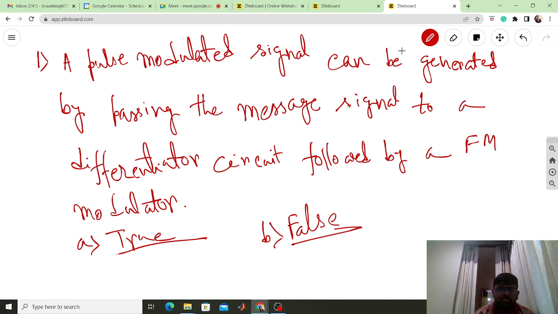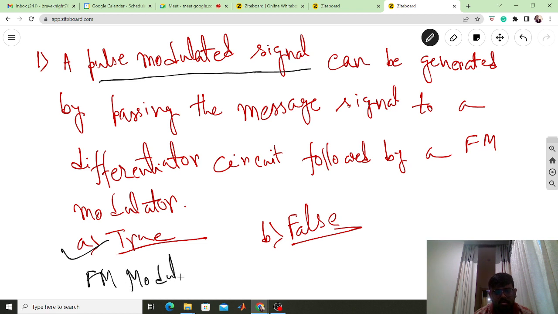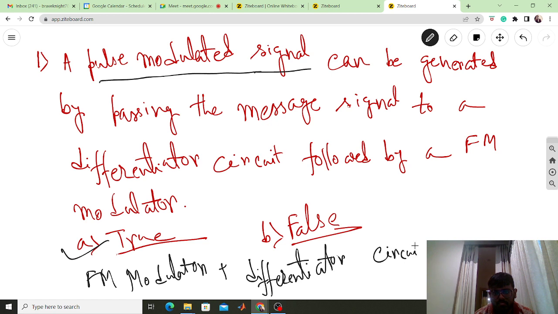So basically this is true. The reason is, from the classes we know a pulse modulated signal can be generated by an FM modulator and differentiator circuit. The option is A. This was a pretty straightforward question. Let us move to question number 2.